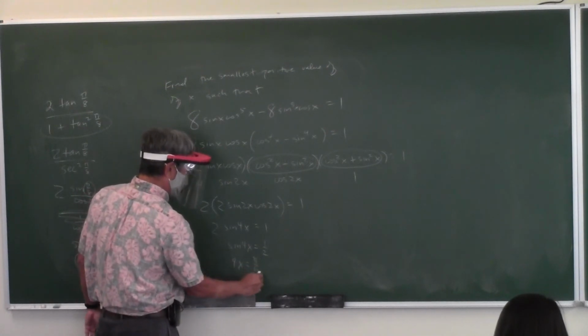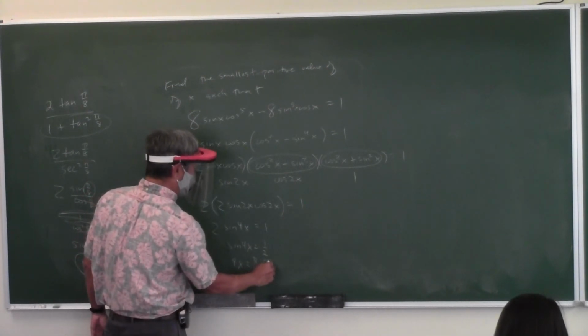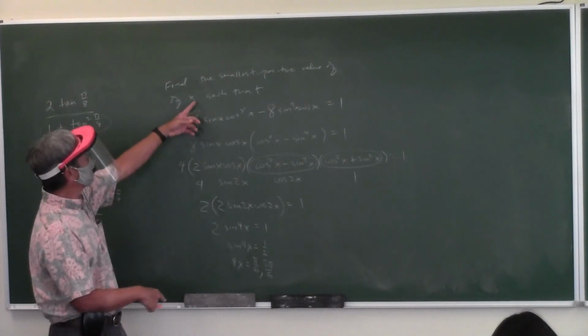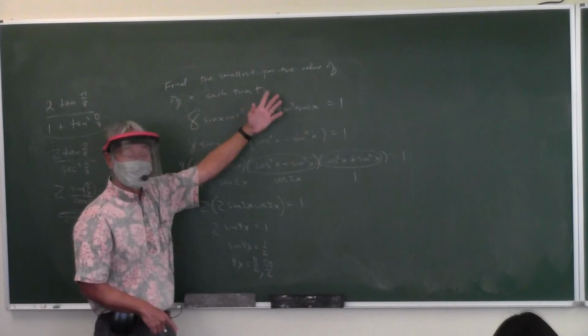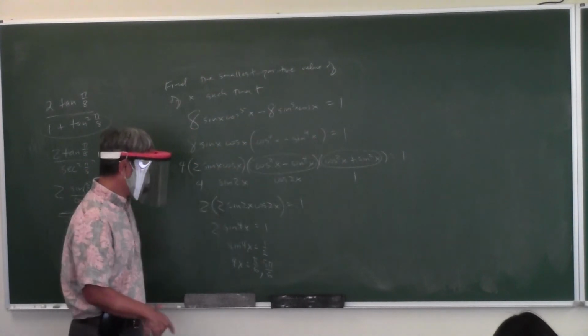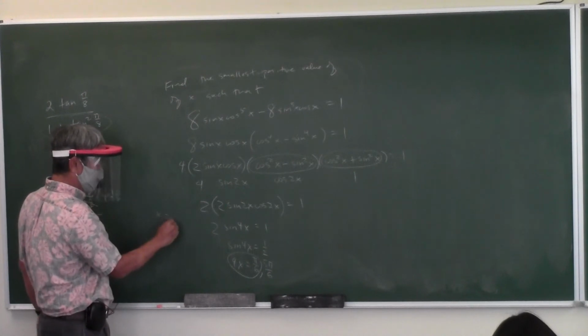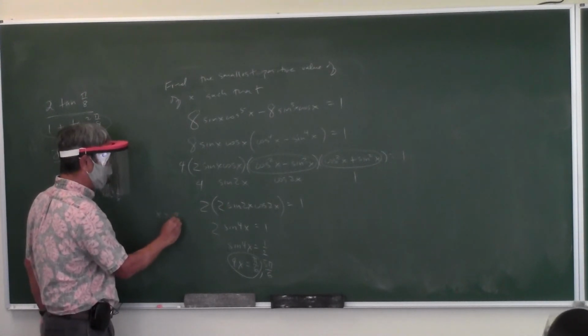Pi over 6. Okay, do I need to go 4 times around? No, because read the directions. It says find the smallest positive value. So you only need to work with this one. So how would you solve for x? Pi over 24.